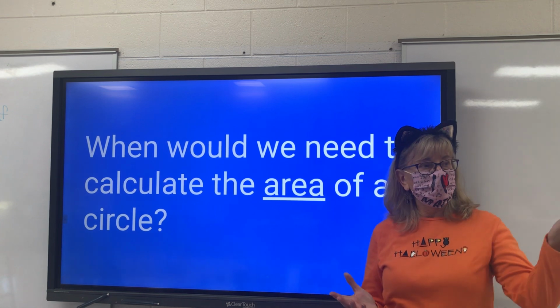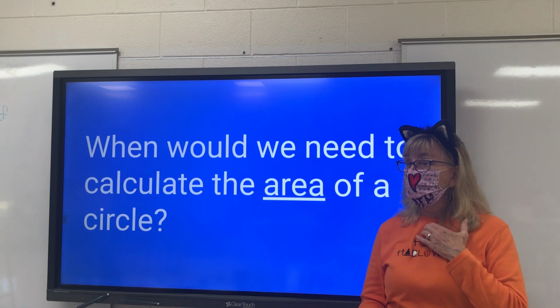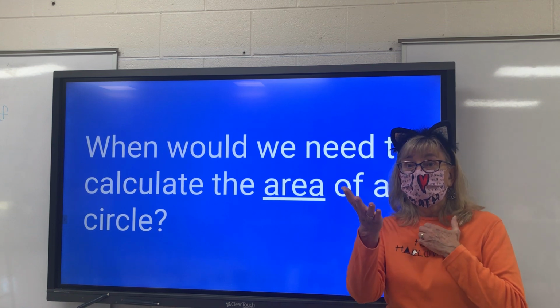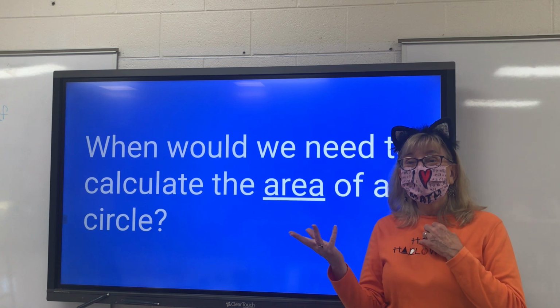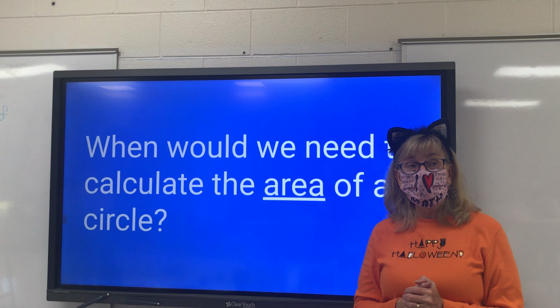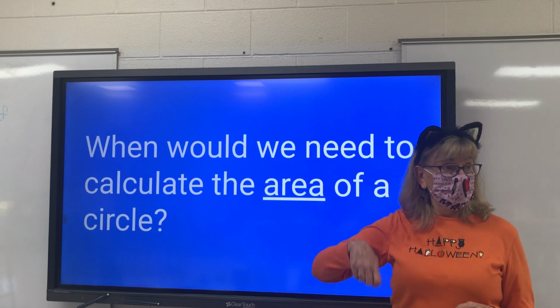What kind of examples do we have today? We had the cookie one with the spread. The cookie and the frosting, okay, that was area. Go ahead, Alan. The tablecloth, okay, that's area. All right, if we're painting, that's area.